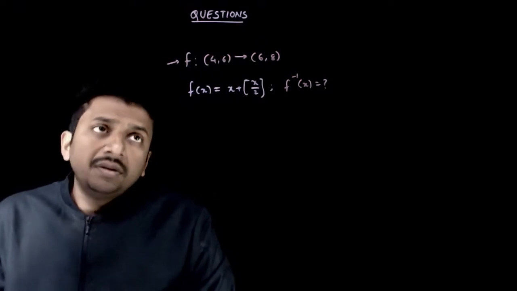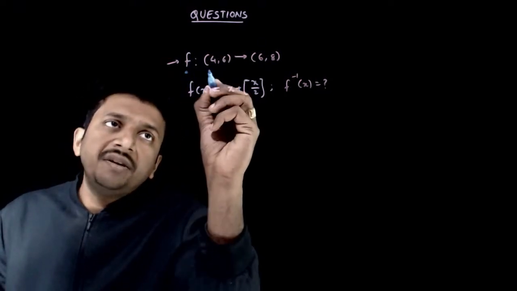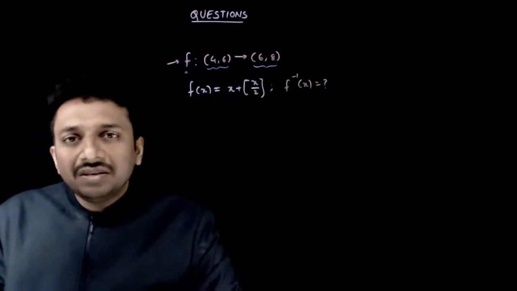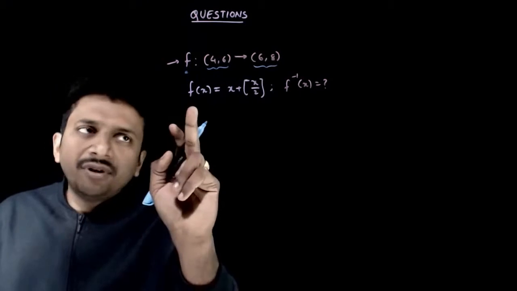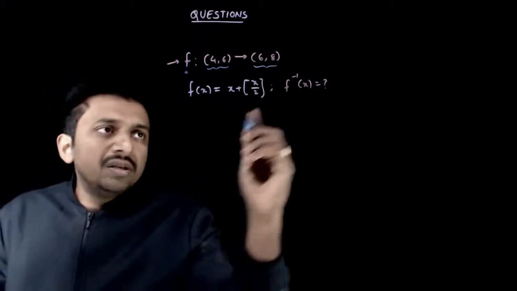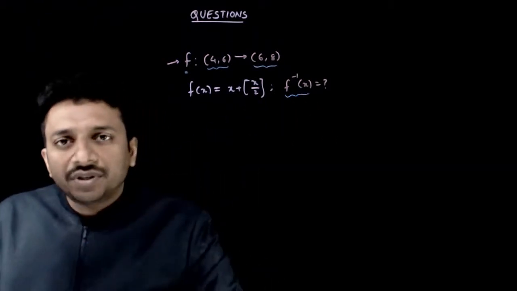So in this question, you're given that f is a function defined from open 4, 6 to open 6, 8, and f of x is given by x plus integer part of x by 2. So if that is the case, what is f inverse of x?